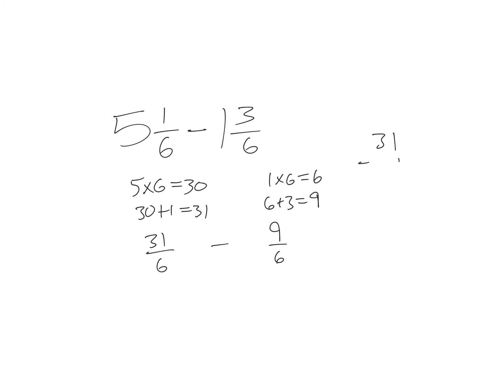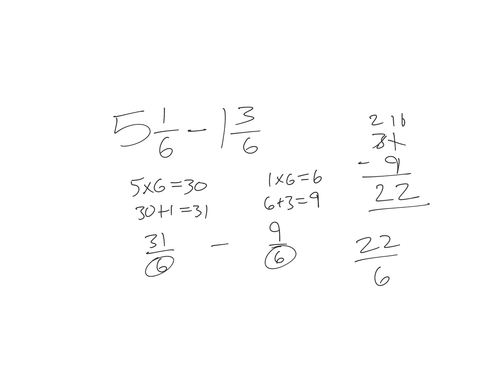And now I just got to do 31 minus 9, right? So 31 minus 9. I got to borrow a 1 to make that 11. That gives me 2. And 2 minus 0 is 2. So I have 22 over my unit, which is 6. But we have a problem. This is an improper fraction. Yep. So we got to change it back to a mixed number.